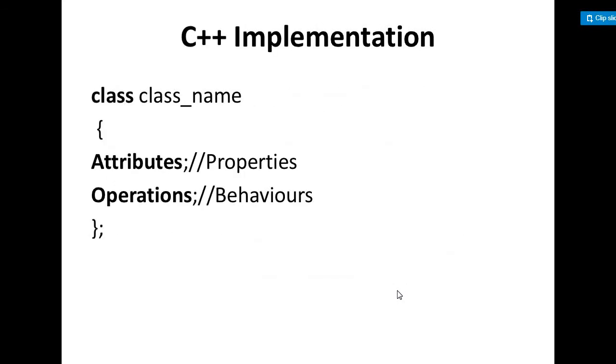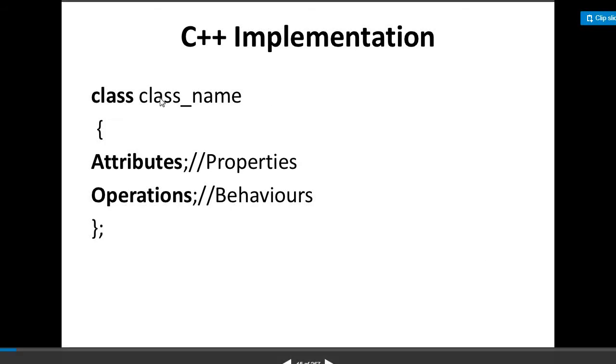Now if we see C++ implementation, we define a class. The class keyword is used with a class name, and it consists of attributes, properties, fields, or operations, behaviors, functions. As a whole, this is a class.